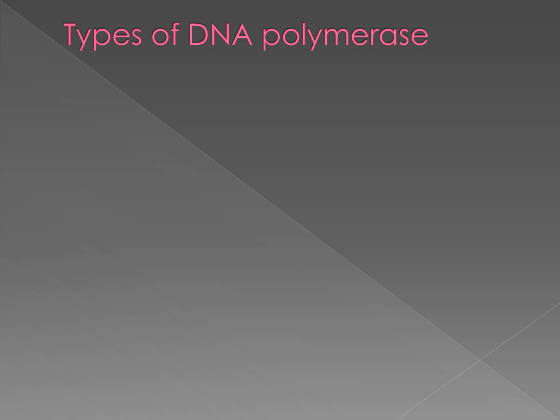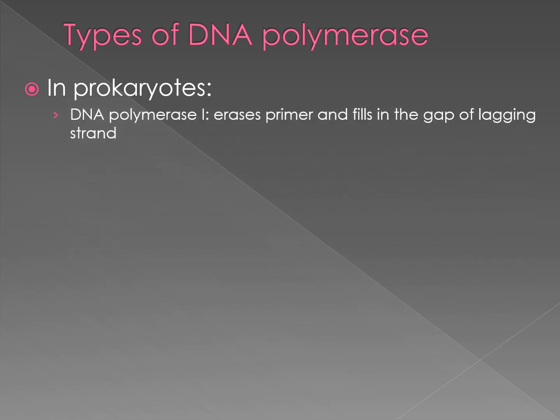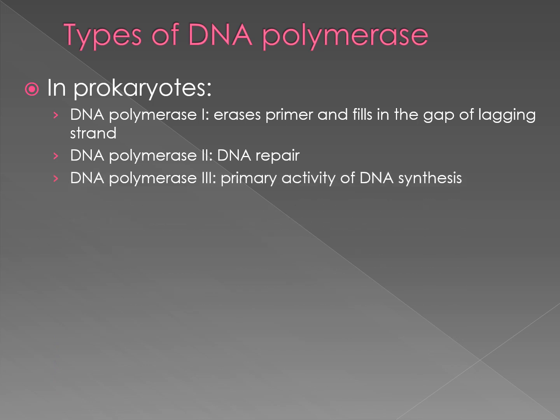Types of DNA polymerase. The enzyme DNA polymerase is again of different types with different functions. Even in the case of prokaryotes and eukaryotes, these enzymes are completely different. In prokaryotes, the enzyme is of three types. DNA polymerase 1 erases primer and fills in the gap of the lagging strand. Polymerase 2 performs DNA repair. DNA polymerase 3 has the primary activity of DNA synthesis.